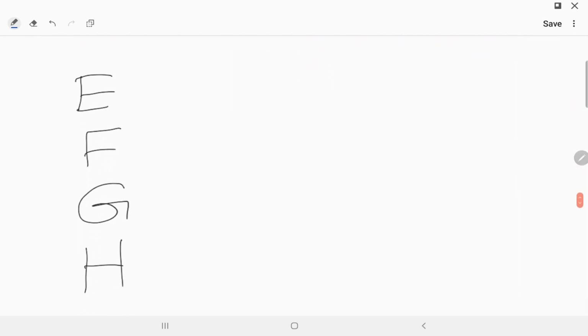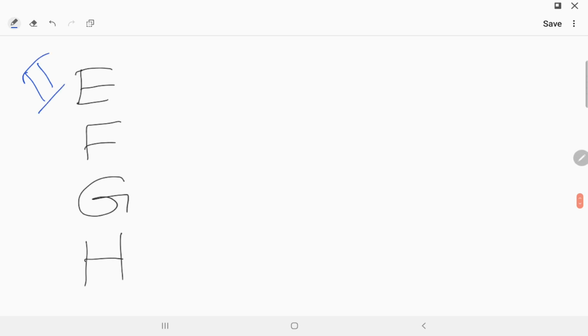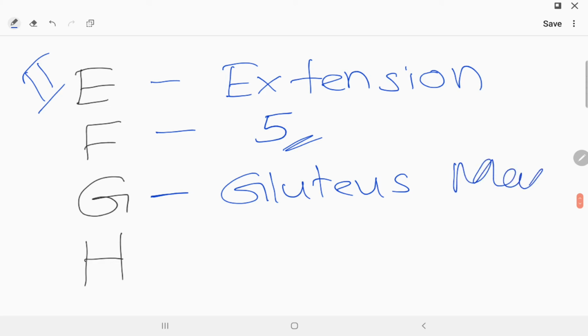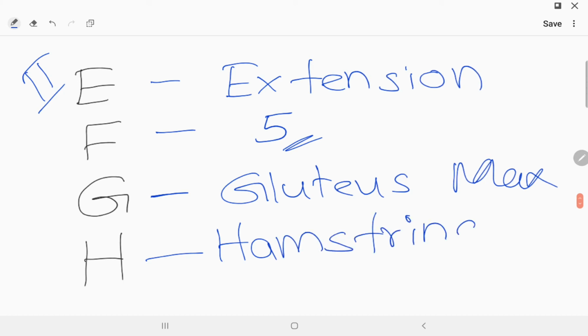And then we have the second mnemonic, EFGH. So what is it? Extension is done by five muscles according to the book. Okay, so according to the book it may vary. Now in my book there are five muscles. So the first one is gluteus maximus, and the other one is the hamstring part of muscles, hamstring parts.